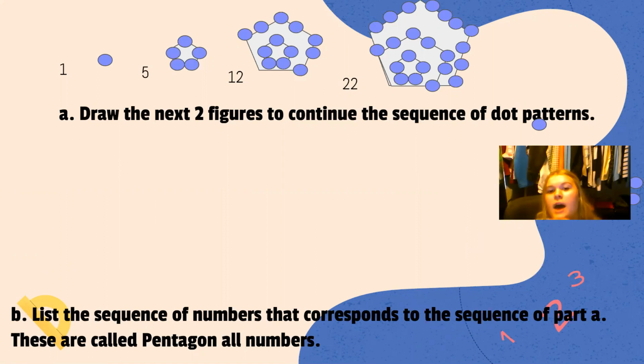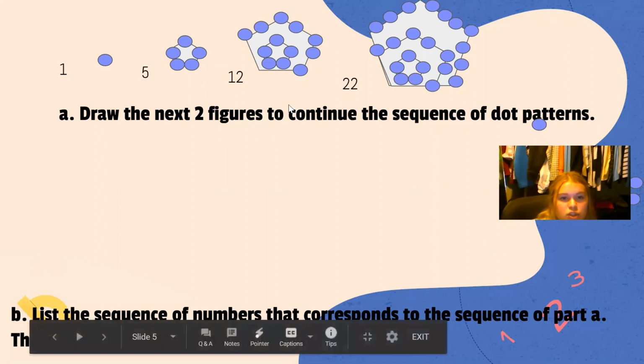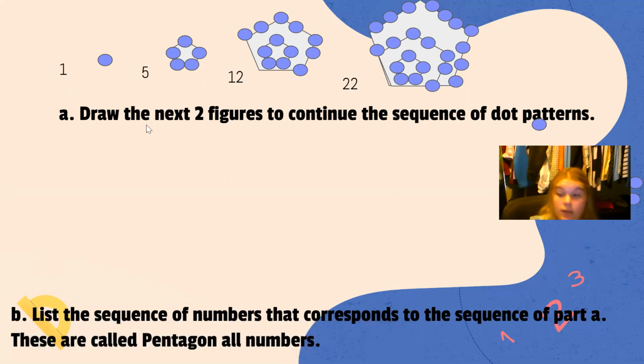So we have 1, 5, 12, and 22. So it's going from 1 to 5. So it seems that 1 would increase by 3. So 1 plus 3 is 4. And 1 plus 4 is equal to 5. So that seems to be our pattern here in the first one. So for the third, how we would get this 12 here, 1 plus 4, add 1 plus 3 is equal to 4.